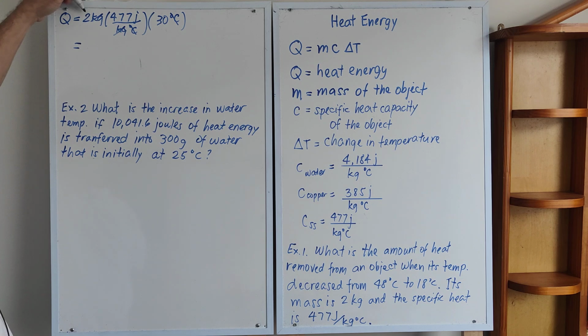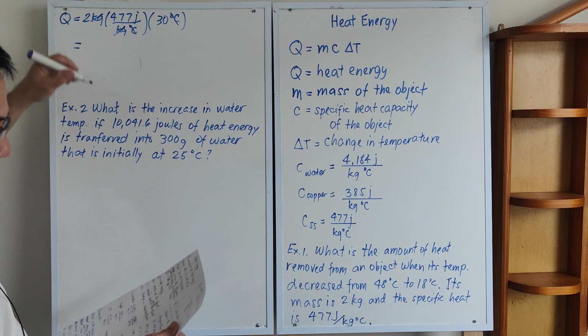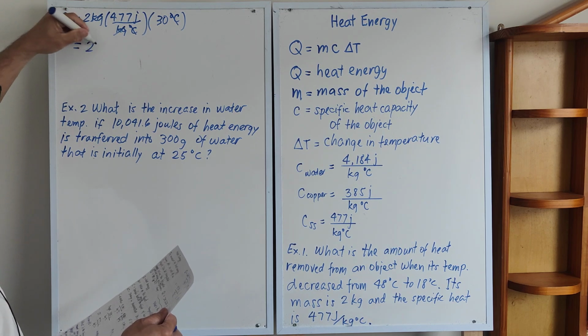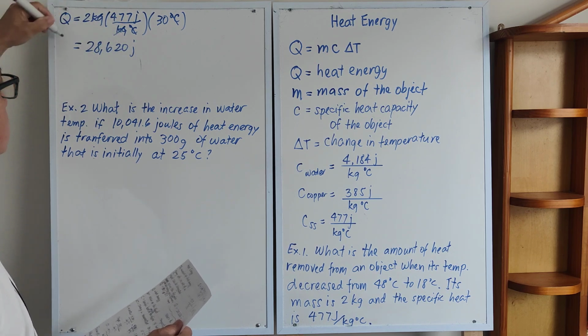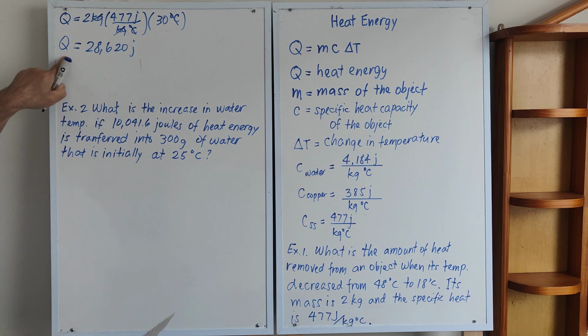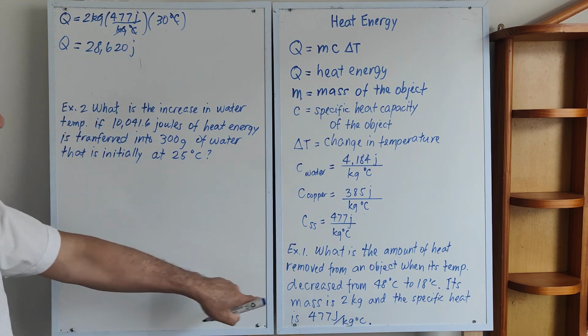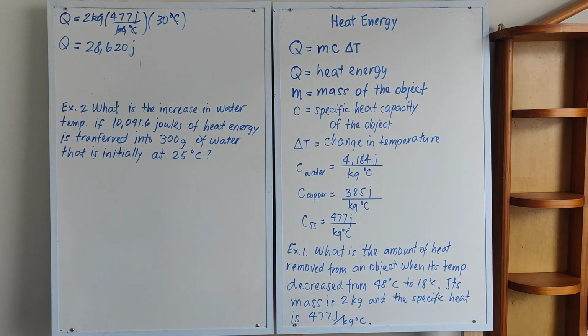If you multiply 2 times 477 times 30, the answer is 28,620 joules. So this is your heat. This is the amount of heat removed from the object when the temperature decreased from 48 to 18 degrees centigrade.